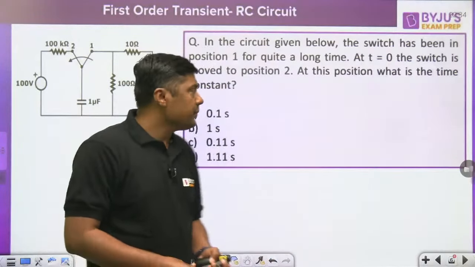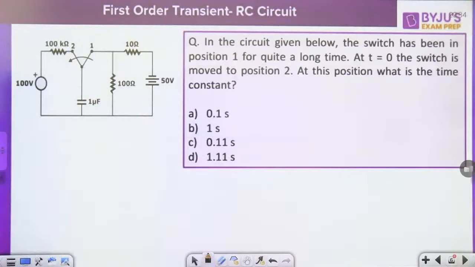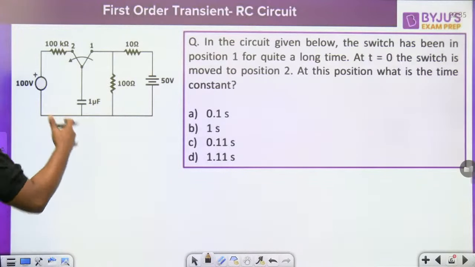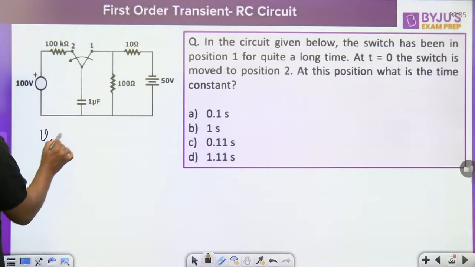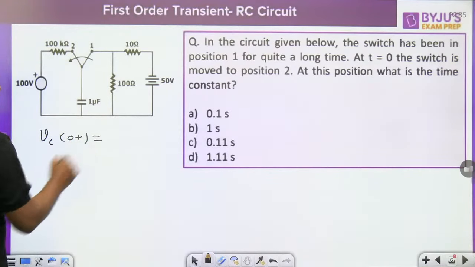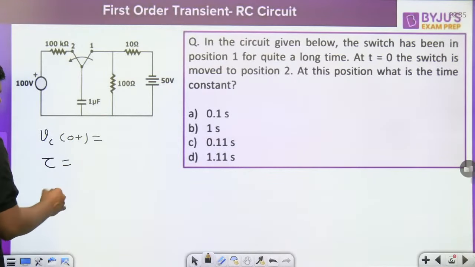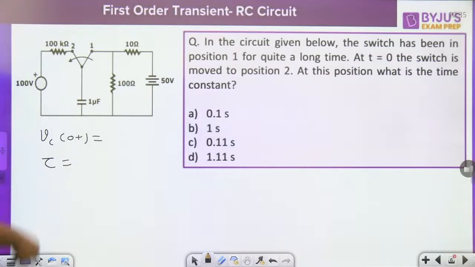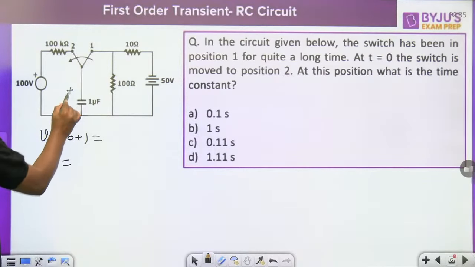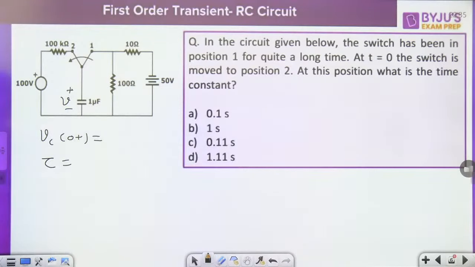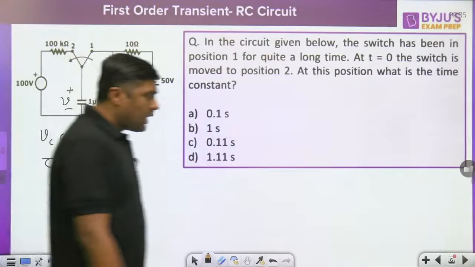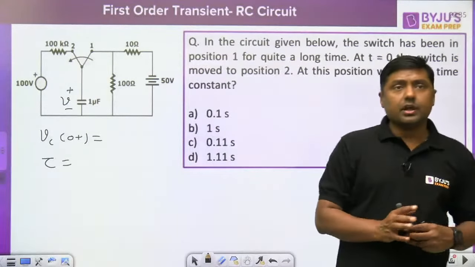Very basic question. Again, you have to calculate the time constant, and please give me the initial voltage across the capacitor. What is the VC(0+)? Everyone, as well as find the time constant. What is the time constant of the circuit, right? This is the voltage across the capacitor. So what is the initial value of this voltage and what is the time constant of the circuit, right?